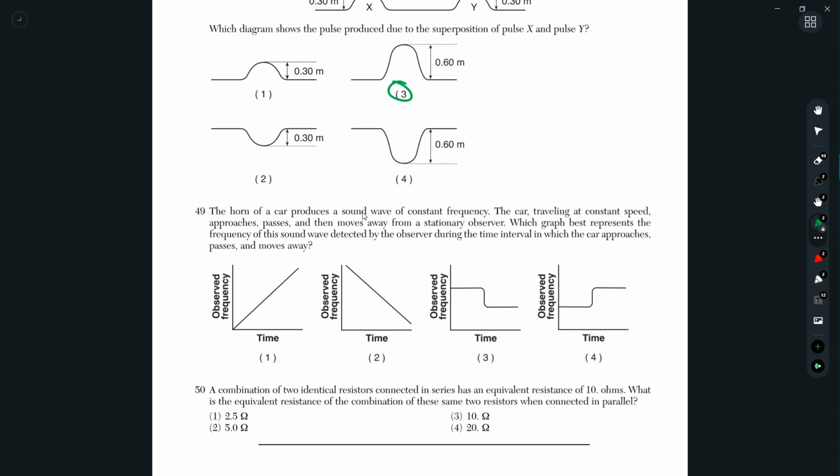Sound wave of constant frequency. It approaches, passes, and moves away from an observer. It's a higher frequency at first, a lower frequency later, and it's sudden.